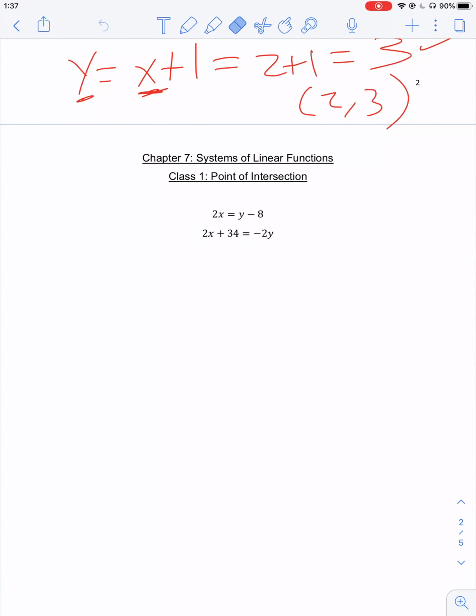Okay, so the previous video I had to kind of chop in half, so this will be part two. Why? Because there's actually a mistake in my notes. This shouldn't be plus 34. It actually has to be minus 34.